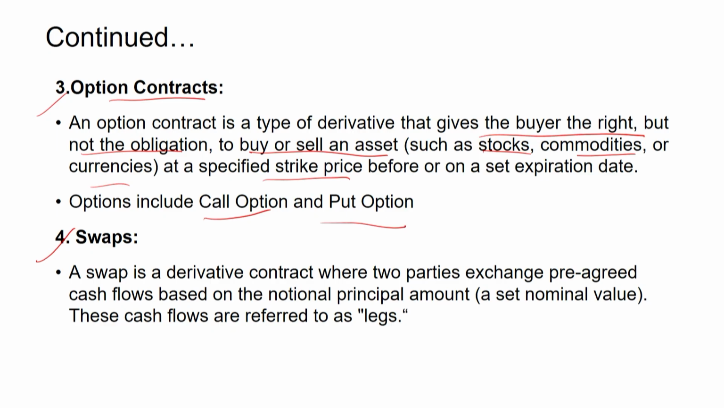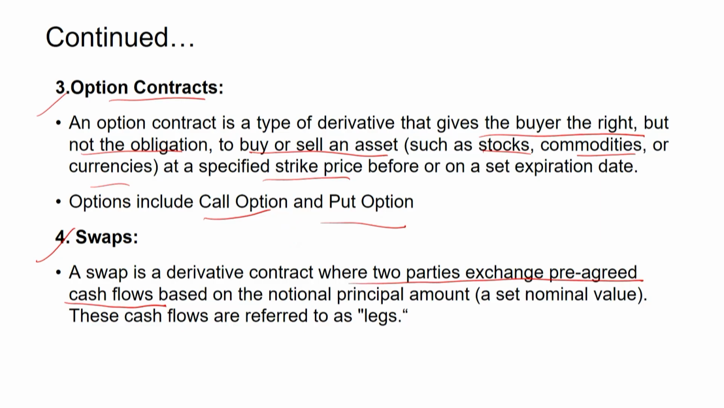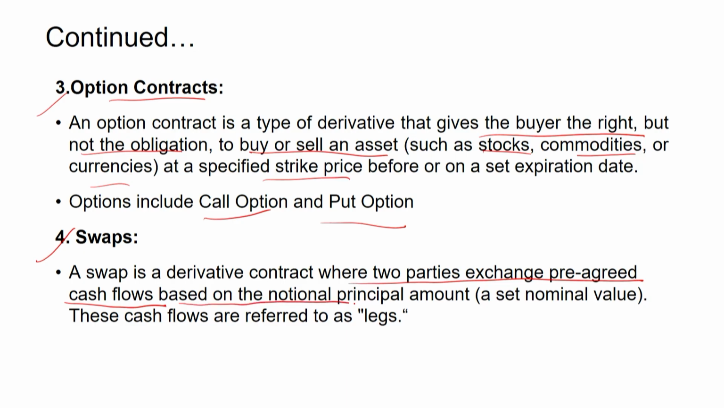The last category is the swaps contract, which basically helps two parties exchange pre-agreed cash flows. For example, if you have taken a loan and you are paying interest on it, the payments of interest are the two cash flows to be made by two different parties if they have taken loans at a floating rate or a fixed interest rate. They can exchange their cash flows and avoid the risk of changes in the interest rate involved in their loan transaction. Based on the notional principal amount, which is the nominal value, these cash flows can be exchanged between the two parties to minimize the interest rate risk.